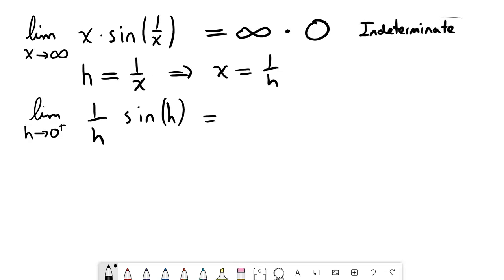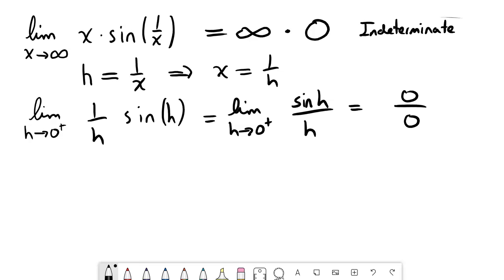So now we just look at this. Now it's just the limit as h approaches 0 from the right side of sine h over h. And we've done this problem many times before, but let's actually plug it in. We get 0 over 0. This is indeterminate, right? Now we can use L'Hopital's rule.